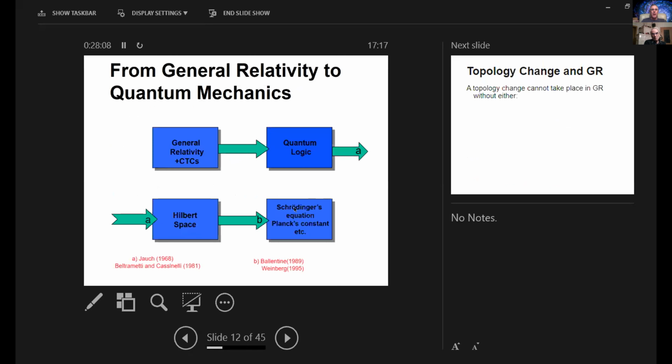So these are the steps. If you have general relativity with closed time-like curves with acausal structure, then the experiments you can do will satisfy quantum logic.